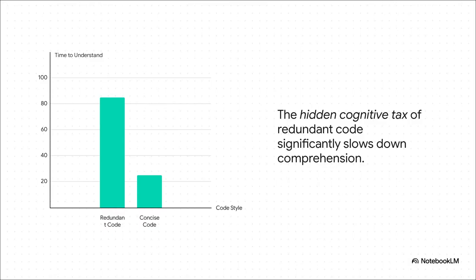Hey, remember that hidden tax we were talking about earlier? Well, this is what it looks like. This is it in action. That bar for redundant code, that's the amount of brain power someone has to burn just to understand it. It's so much higher. Every single time you choose the concise path, you're literally saving your team's mental energy. You're letting them focus on solving real problems instead of wasting time trying to decode what you wrote.